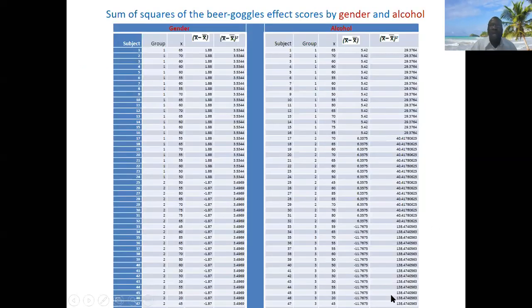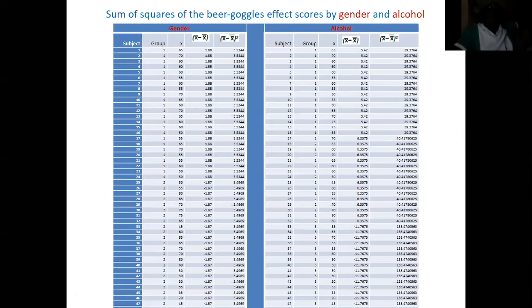But what you are doing here, you are trying to look at the main effect. You have already known the total, the model. You already know the residual. But what you want to know here is the share in the model. You want to separate it, you want to know the contribution by gender and the contribution by alcohol. So when you do that, how do you do that?